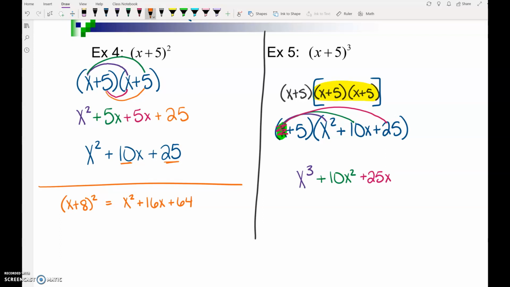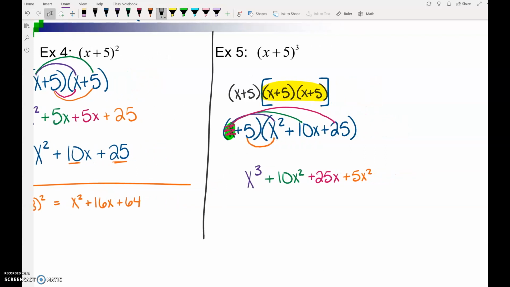Now I need to distribute the 5. 5 times x squared is 5x squared. 5 times 10x is 50x. And 5 times 25 is 125.